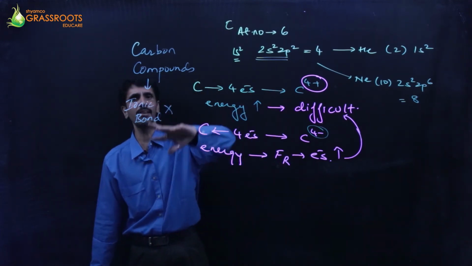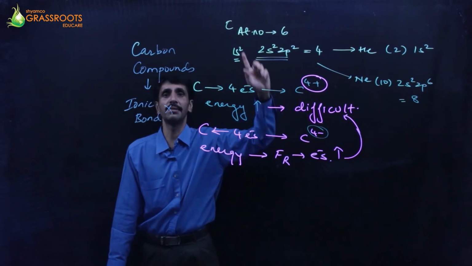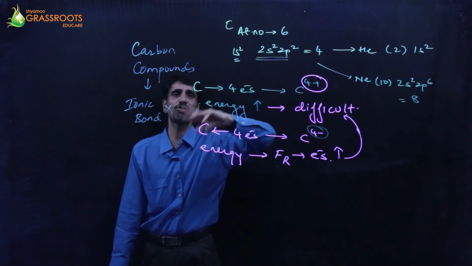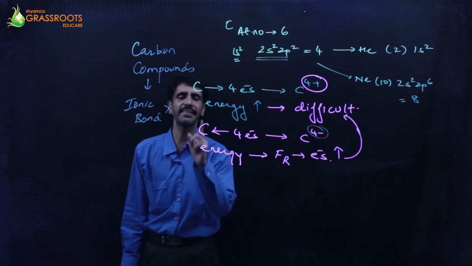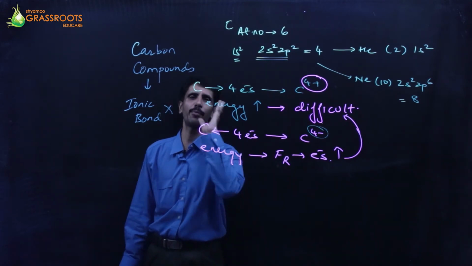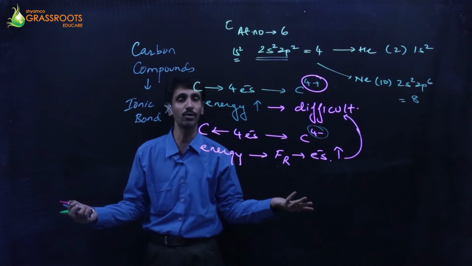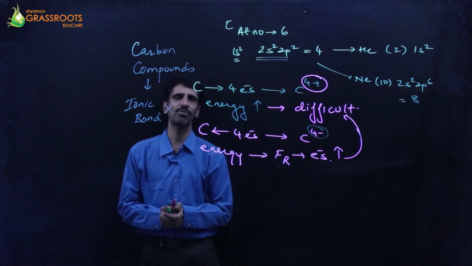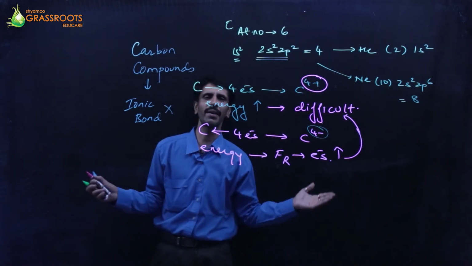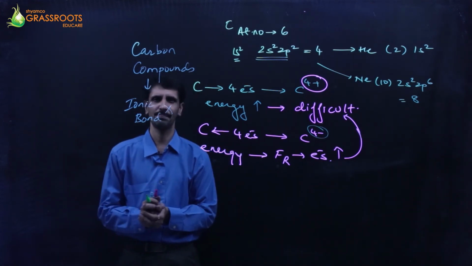So when ionic bond is not possible, it is impossible, then there is a possibility of what? Sharing of electrons. And sharing of electrons results in what? Covalent bonding. Okay, so that is what we are going to discuss now under carbon compounds. So for covalent bonding, I'll give you a very simple example. We start off with hydrogen.